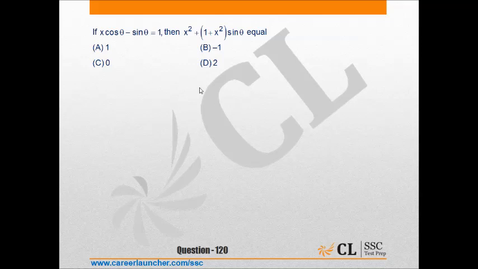In this question, we have always told that always do it by putting the value of theta or x. In this case, you can put theta equal to 0 degrees. When you put theta equal to 0 degrees, you will get x into (1 minus 0) is equal to 1. This implies x equals 1. When you put the value here, 1 plus 1 into 0 is equal to 1. Your answer is option A.